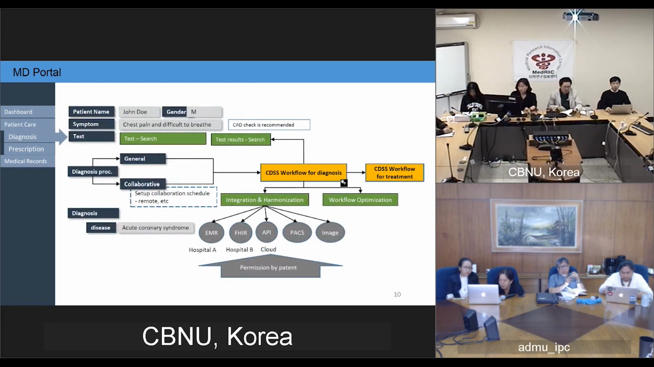This is an example of the diagnosis workflow. So for the patient symptoms, here we have chest pain and difficulty breathing, and then the clinical decision supporting system will suggest certain diseases to check, and it will be followed by the workflow for diagnosis and the workflow for treatment.